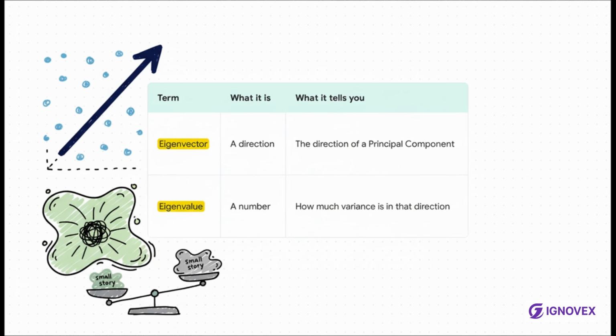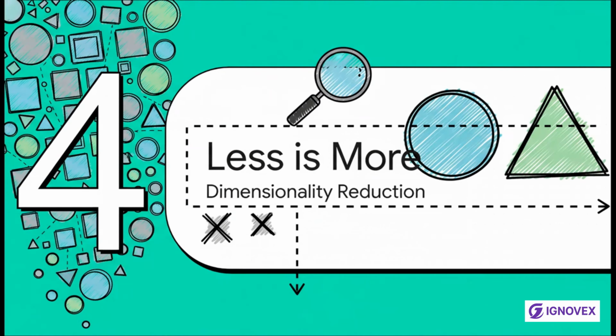And the eigenvalue, that's just a score. It's a single number that tells you how much information, how much variance is packed into that direction. A big eigenvalue means a big story. Simple as that. So, we found our new components, we've ranked them using those eigenvalues.